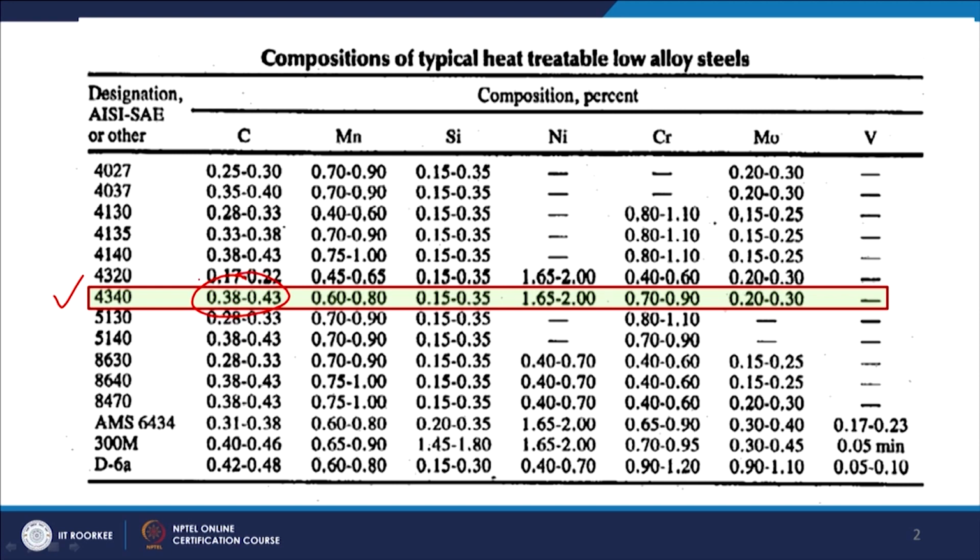0.38 to 0.43% of carbon. Manganese is in the range of 0.6 to 0.8, silicon 0.15 to 0.35, nickel, which is an austenite stabilizer, is present in the amount of 1.65 to 2%, chromium 0.7 to 0.9, and molybdenum 0.2 to 0.3. So, because of the presence of these alloying elements in this type of steel, normally the carbon equivalent is high and hardenability is also high.